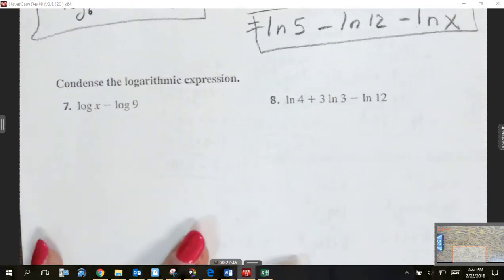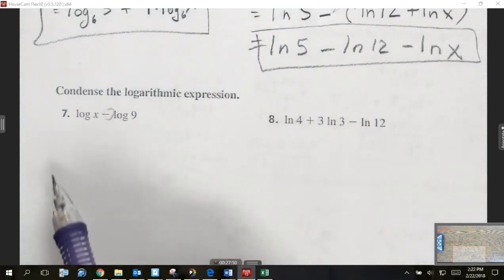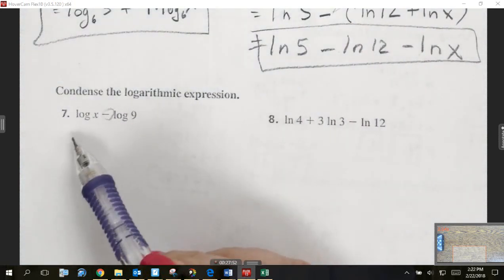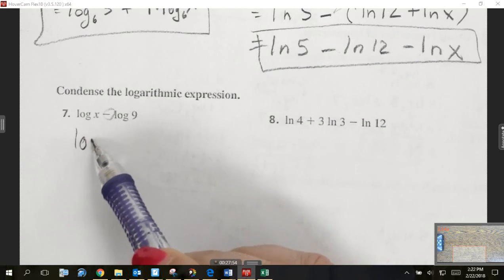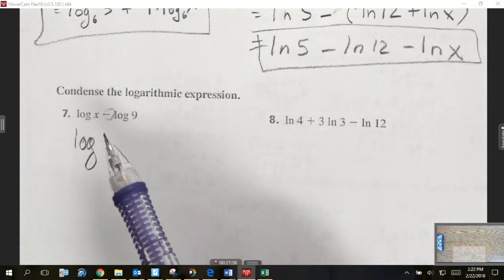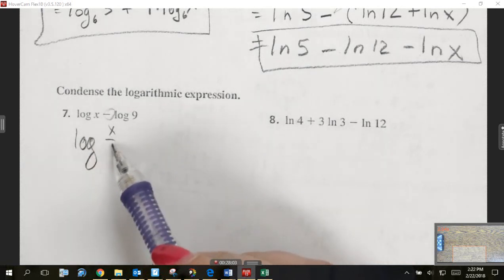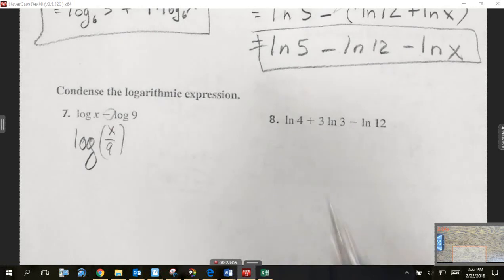All right, and then the last ones are condensing. So when we condense, we look and we see this is subtraction, so that means do what? One logarithm and what? Subtraction means divide. So we do x over 9. And there's nothing else to do.